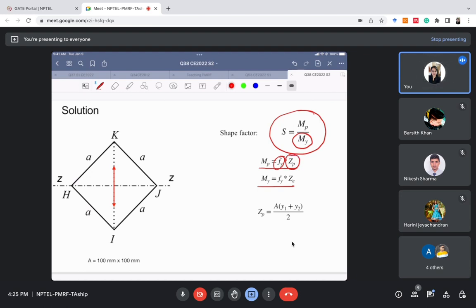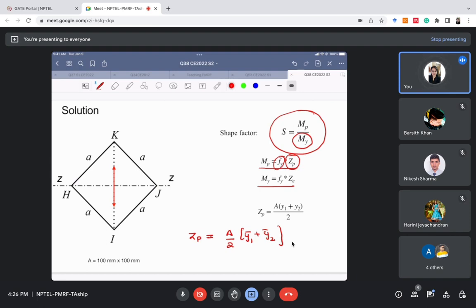So how to calculate the plastic section modulus? The formula is A by 2 into (y1 bar plus y2 bar). In order to calculate the value of MP, we should know the value of ZP, because MP is the product of Fy into ZP.